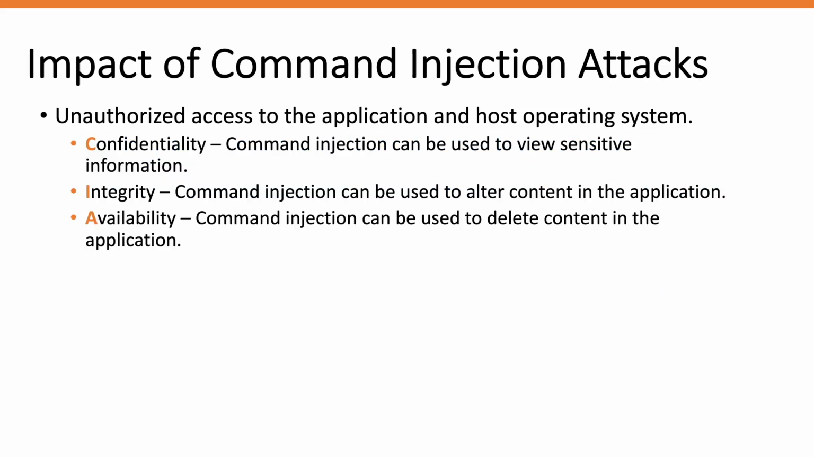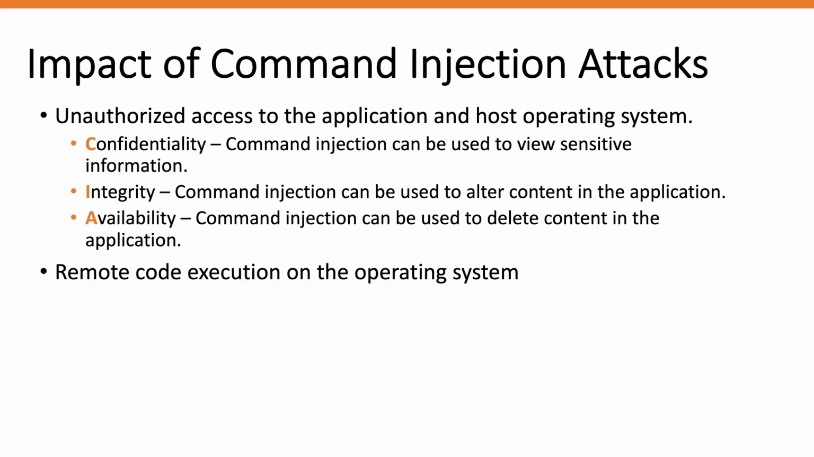Okay, so in the past couple of slides, we discussed technical details behind command injection vulnerabilities. Now let's talk about the impact of such vulnerabilities. Usually when I'm talking about impact of a vulnerability, I refer to the CIA triad, which is confidentiality, integrity, and availability. Now to understand that, let's go back to what we said. We said that usually when it comes to command injection attacks, you could run arbitrary commands.